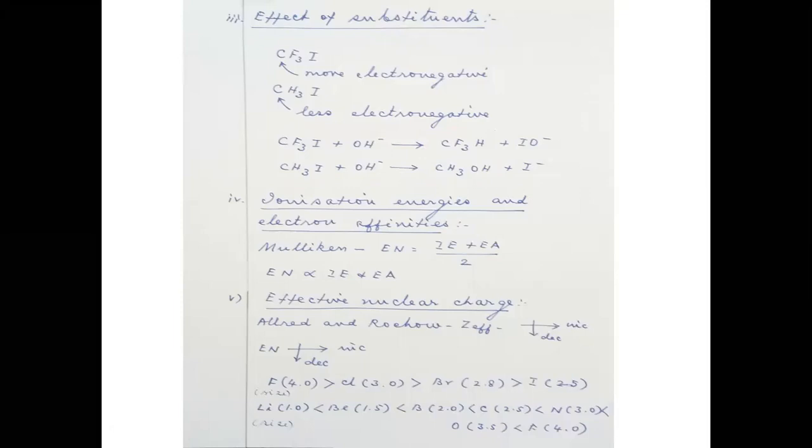And the fourth factor is ionization energies and electron affinities. According to Mulliken's definition of electronegativity, it is the average of ionization energy and electron affinity. What is ionization energy? It is the minimum energy required to remove one electron from the outermost orbit of an isolated atom in its ground state electronic configuration. What is electron affinity? It is the energy released by an atom when one electron is added to form an anion from a neutral atom.